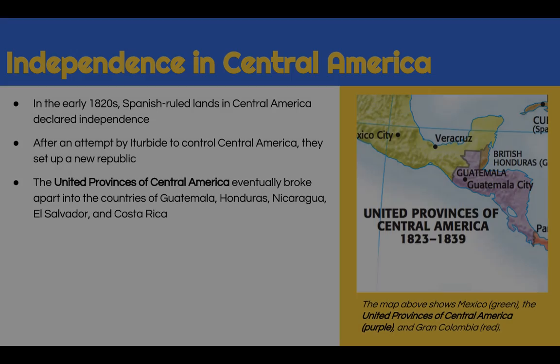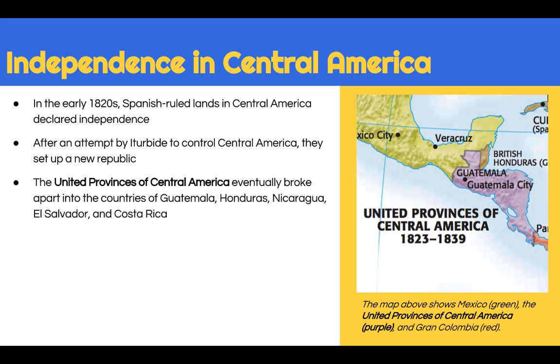So let's take a quick look at Central America. In the early 1820s, the Spanish ruled the lands in Central America just like they had in Mexico. But those lands, seeing Mexican independence, also declared their own independence. Iturbide, the emperor of Mexico for a time, tries to take Central America into Mexico and make it part of that one country, but ultimately he fails, and the United Provinces of Central America form. Eventually they're going to break apart. They're going to form the countries of Guatemala, Honduras, Nicaragua, and El Salvador, as well as Costa Rica, which now, with Panama, make up the provinces of Central America.